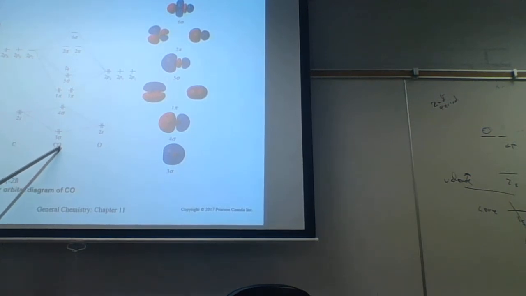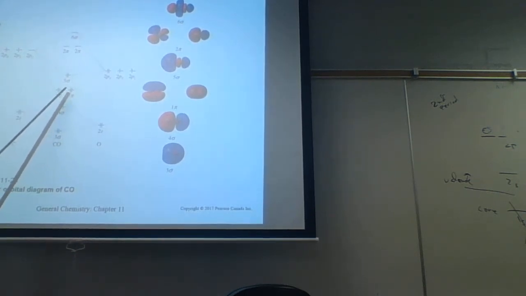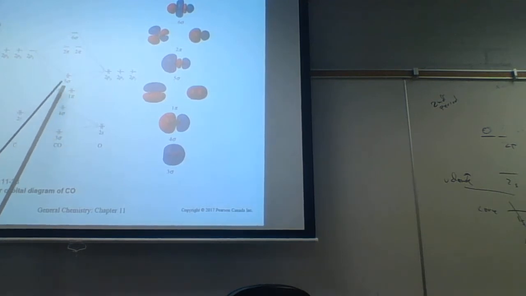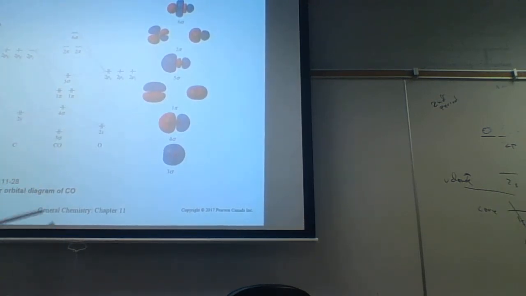Carbon has 4 valence electrons, oxygen has 6. That gives us 10 electrons: 2, 4, 6, 8, 10. We fill it using Hund's rule and all the other rules. This gives us 8 bonding minus 2 anti-bonding gives us 6, a bond order of 3. So carbon monoxide should have a triple bond.